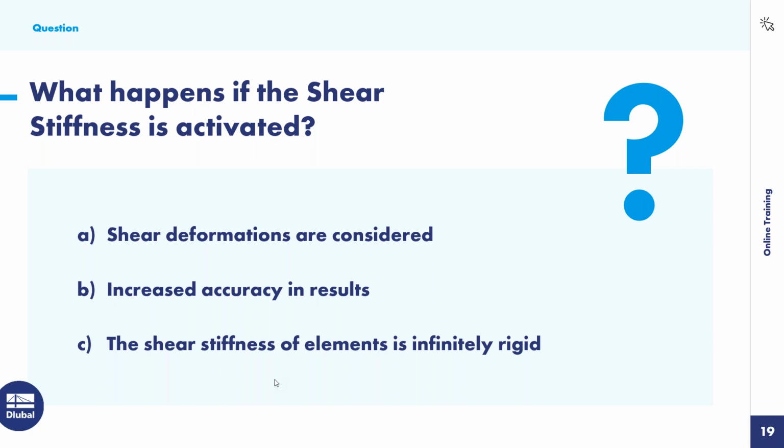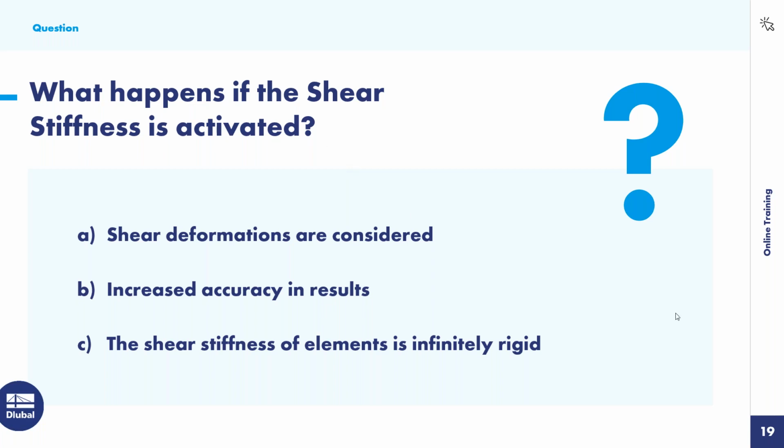And this one is a little difficult because B, increased accuracy in results, could be considered correct, but B is simply a result of the shear deformations being considered. So I understand why some people said B, but the correct answer is shear deformations are considered, and that's what happens when shear stiffness is activated. When shear stiffness is not activated, then the stiffness is considered to be infinitely rigid.